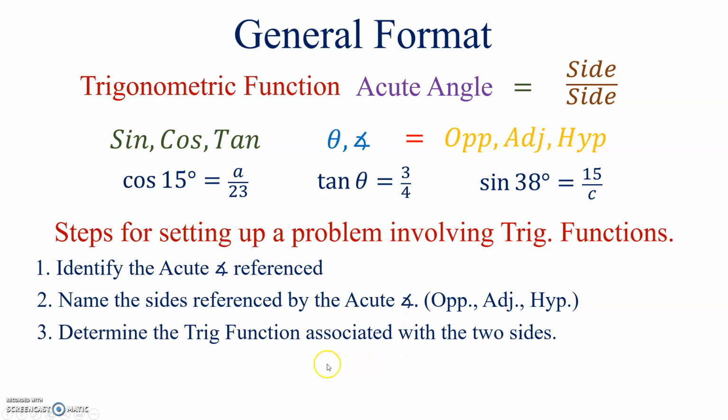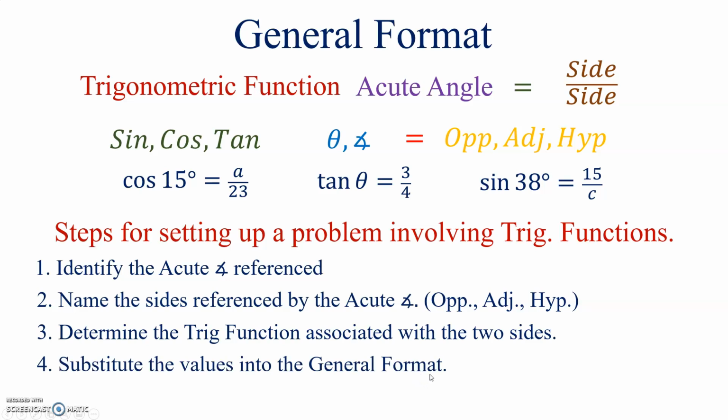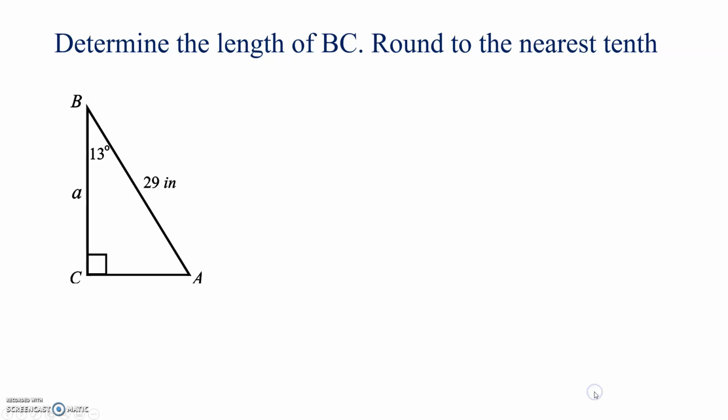Step 3 says determine the trig function. Now that you've identified the sides used, those two sides will determine which trig function you will use. Step 4, you'll substitute what you just determined from the 3 previous steps into the general format. Trig function, acute angle, equals the ratio of two sides. And the last step is to actually solve for the unknown. So I've got a couple sample problems to consider.